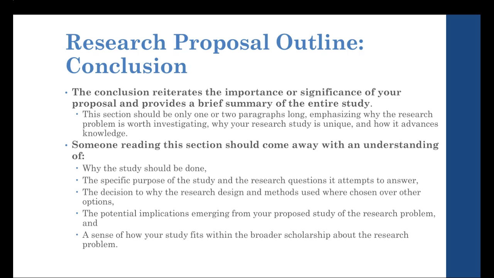You'll also need to address possible potential implications arising from your proposed study, as well as a sense of how it may fit into the broader context of communication scholarship. Once you've done all of that, you should be at about 15 or 20 pages or so for your research proposal outline. That's before you get to your reference section. Remember, this is in full APA format with a cover page, abstract, and reference section, as well as appendices. So the body of your paper, the actual writing, should be at least 15 full pages.